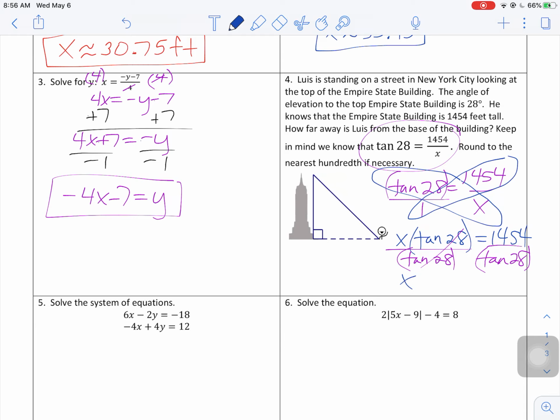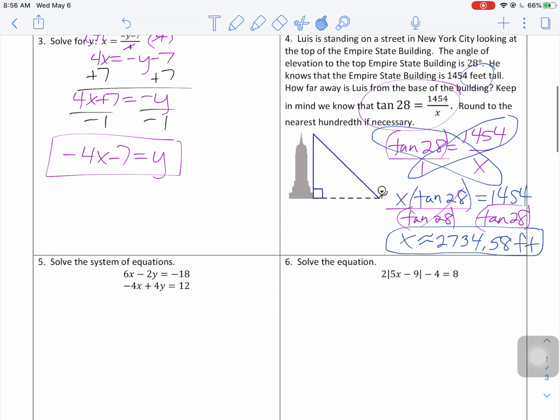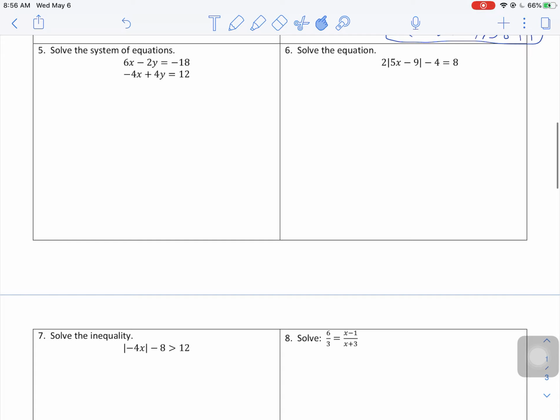And we get about 2,734.58. Because in the calculator it was 0.576, so the 6 tells me to round up to 0.58. As far as units go, they were talking about feet, so let me add feet on my answer to have the proper units. Number 5, solve the system of equations.